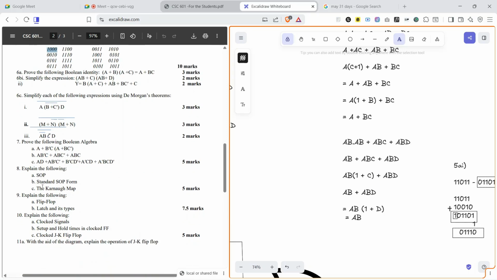So explain the following. SOP is sum of products. It's what we've been doing here. It's the sum of different products. This is a product. AB is a product, plus AC, plus say BC. This is the sum of products.